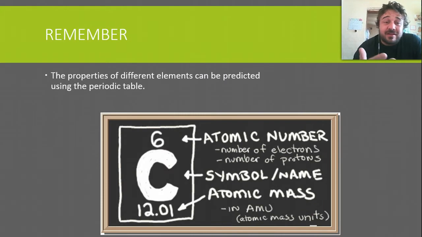Now what you need to remember, the properties of elements can be predicted using a periodic table. Now this doesn't just mean how many protons, electrons and neutrons it has. This actually means like what will it react with? Will it explode if I put it in water? Will it rip all of the available atoms off my lungs and cause me to bleed to death out of my mouth and nose? These are things we can work out from the periodic table.